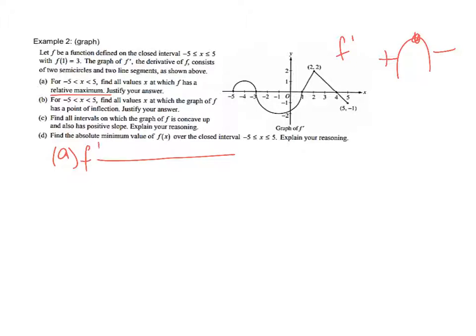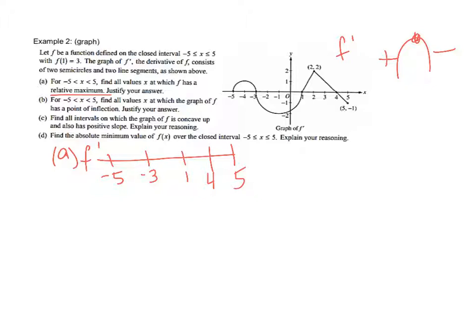This is a graph of f prime, and my critical points are when f prime is equal to 0, so that's going to be at -5, -3, 1, and 4, and 5. I'm going to say 5 also because, remember, it's when f prime is equal to 0 or undefined.